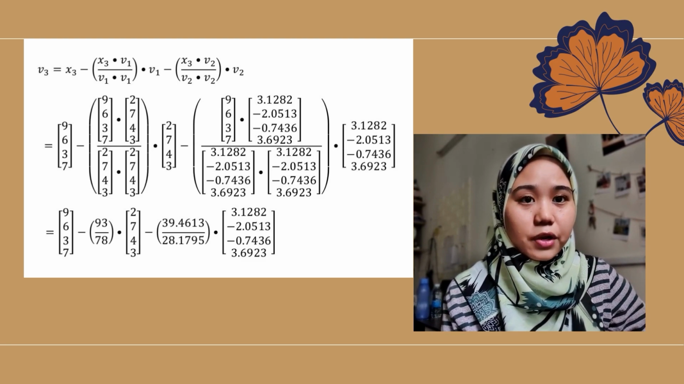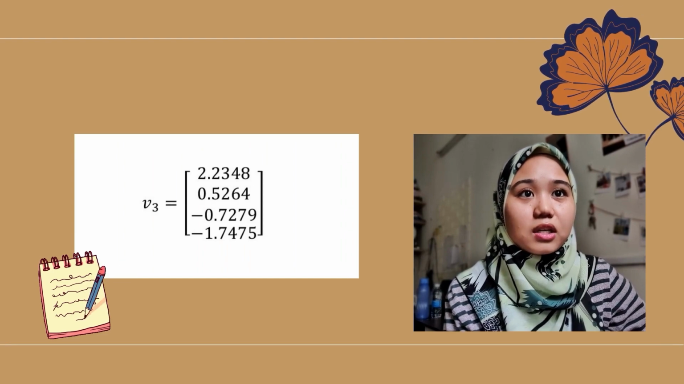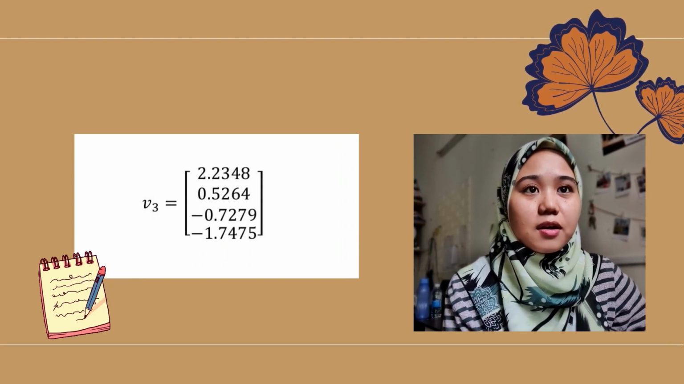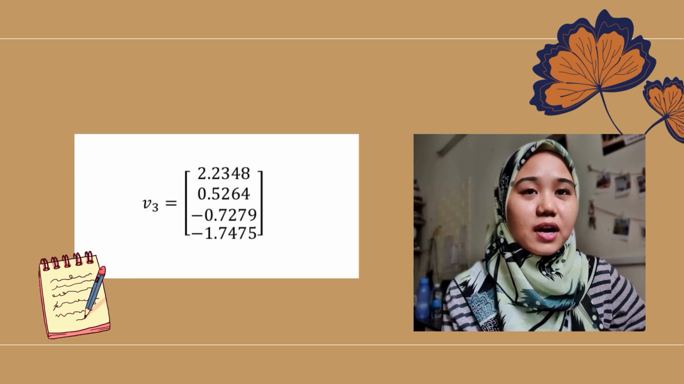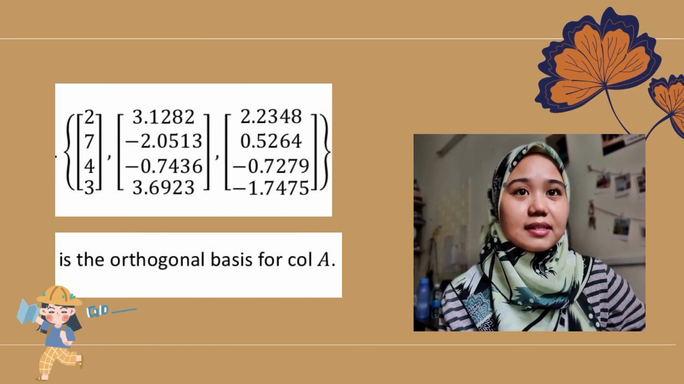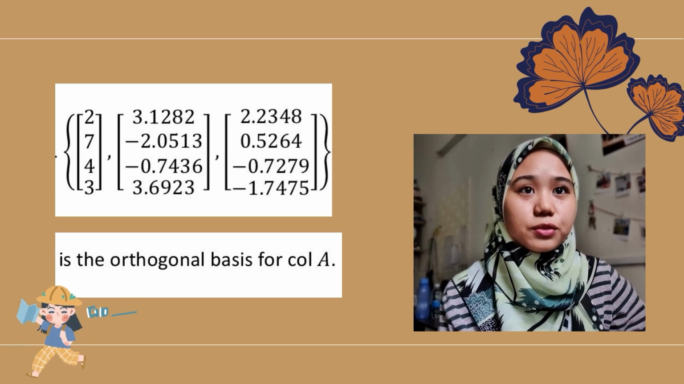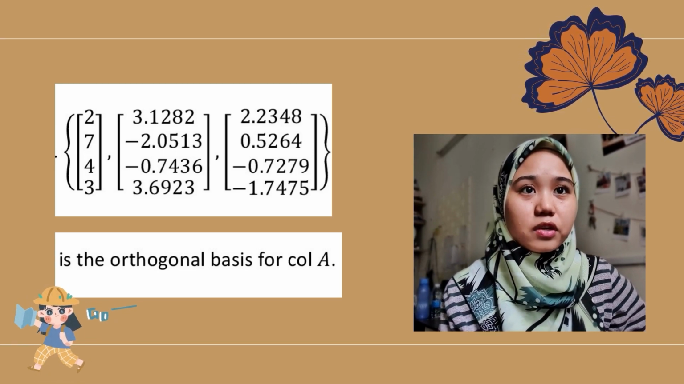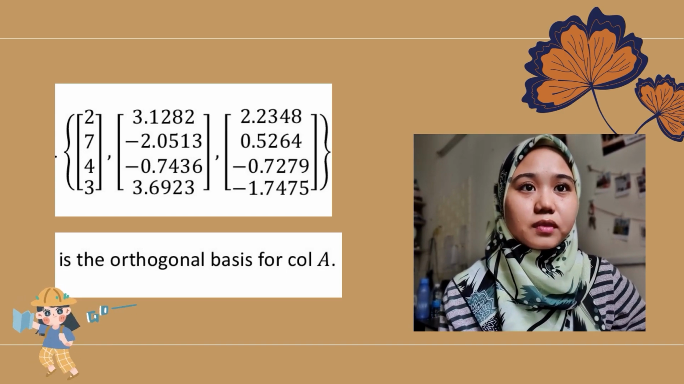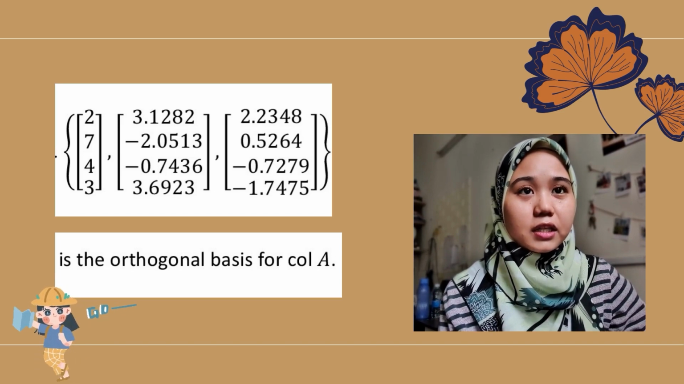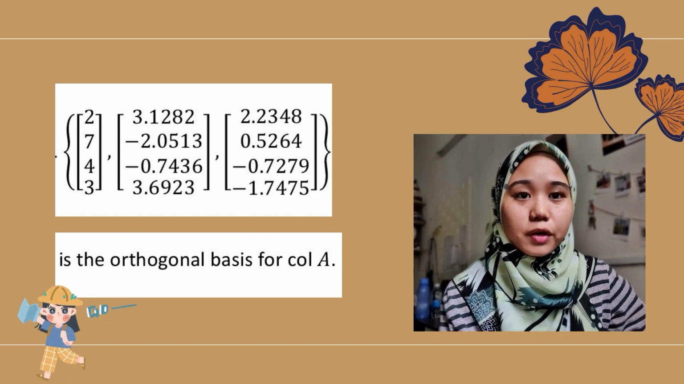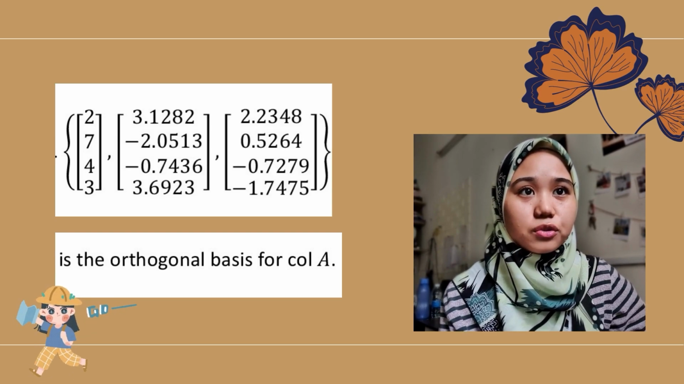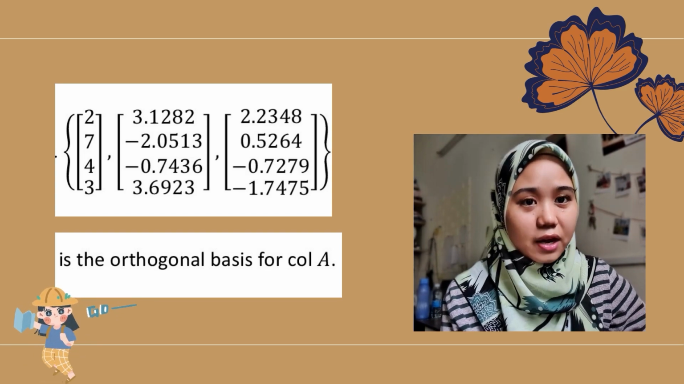So simplifying these expressions, we will get v3 equals [2.2348, 0.5264, -0.7279, -1.7475]. So the orthogonal basis for Col A is [2, 7, 4, 3], [3.1282, -2.0513, -0.7436, 3.6923], [2.2348, 0.5264, -0.7279, -1.7475]. That's all for me.